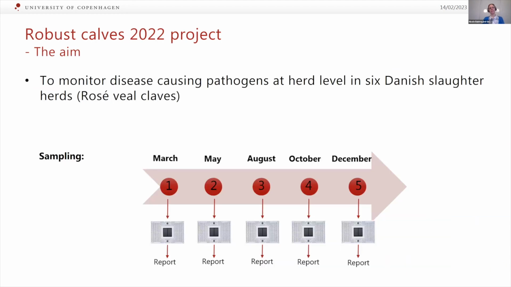So last year we ran another Robust Calf project called Robust Calf 2022, and this was a 1-year project. And the overall aim of this project was to monitor disease-causing pathogens at herd level in 6 Danish slaughter herds. And the idea here was to collect samples in the 6 herds 4 to 5 times, and then analyze all these samples on our bovine high throughput system. So the setup in this project was meant to be like the SOS project concept.